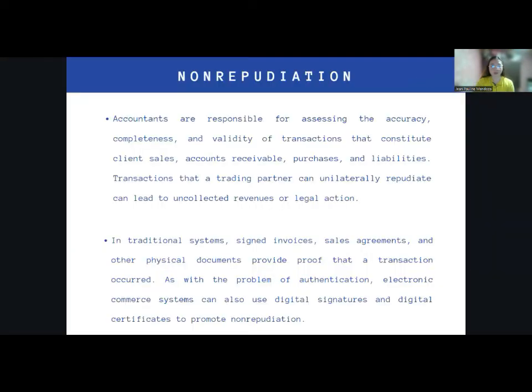So next is non-repudiation. Accountants are responsible for assessing the accuracy, completeness, and validity of transactions that constitute client sales, accounts receivable, purchases, and liabilities. Transactions that a trading partner can unilaterally repudiate can lead to uncollected revenues or legal actions. In traditional systems, signed invoices, sales agreements, and other physical documents provide proof that a transaction occurred. As with the problem of authentication, electronic commerce systems can also use digital signatures and digital certificates to promote non-repudiation.